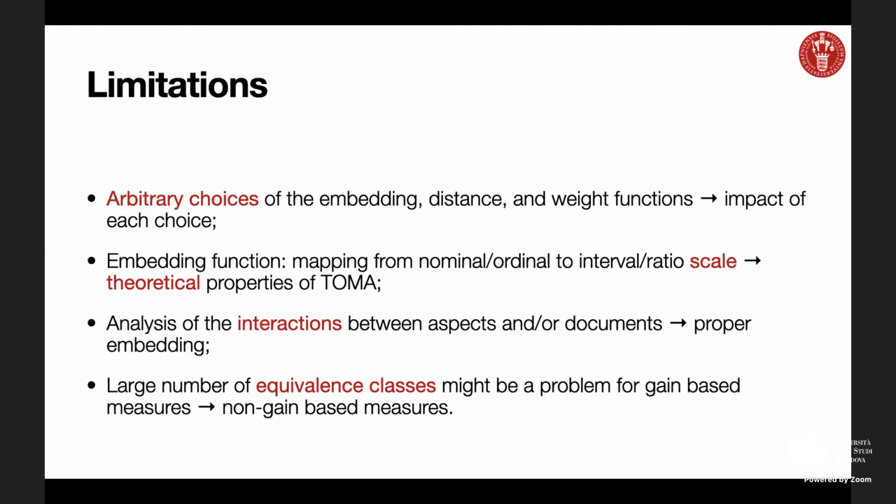And finally, it's true that this works for any number of aspects, but the more aspects you have and the more grades you have for each aspect, the more equivalence classes you have. So again, maybe it's not a good idea to use gain-based measures, for example NDCG, on top of this approach.